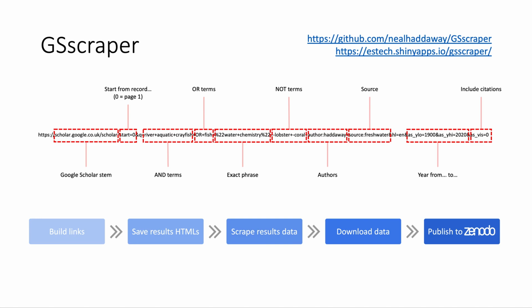And the way that GSscraper works is to first of all build all of these links based on the number of pages you want to search from and up to. It then saves these results and scrapes the code within the HTML files. And then you can download it as a CSV or an RIS. And in the case of GSscraper, you can publish that search to Zenodo as a citable search history.